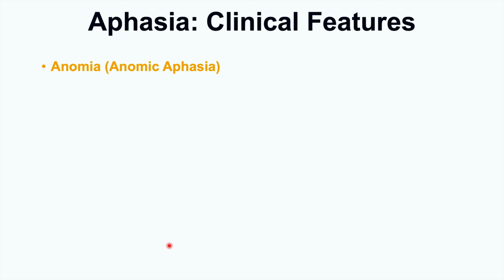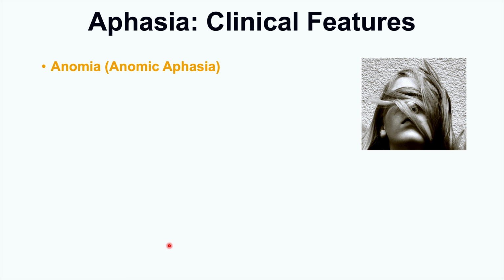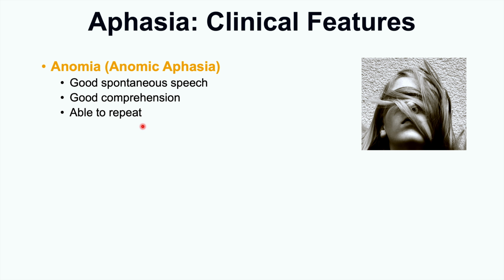And then the last type of aphasia is anomia or anomic aphasia. This is involving a lesion around or at the angular gyrus, and it may involve lesions in other parts of the brain as well. So these patients are going to have a particular problem. Because they have Broca's area, they're going to have good spontaneous speech. Because they have Wernicke's area, they're going to be able to comprehend. They're also going to be able to repeat.